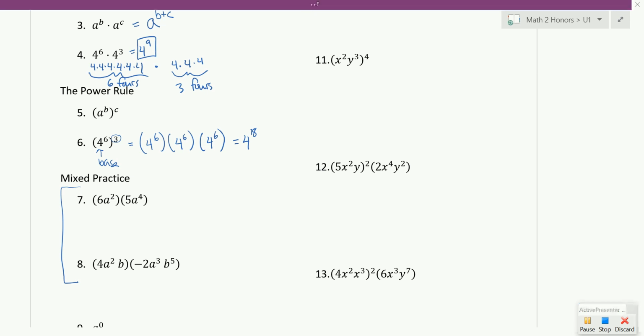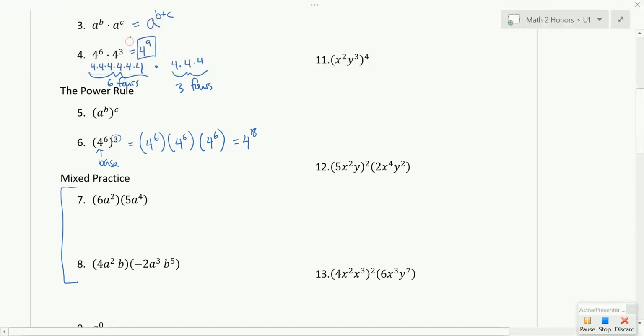All right, does anybody have an answer that they feel comfortable sharing for number 7? Yes. 30 a to the 6th power, and that is correct. Good job, Owen, right?